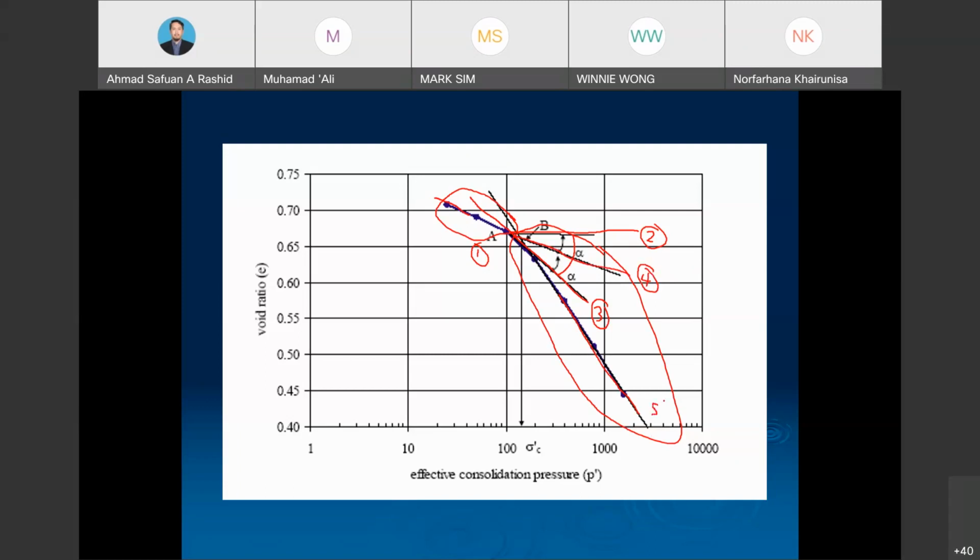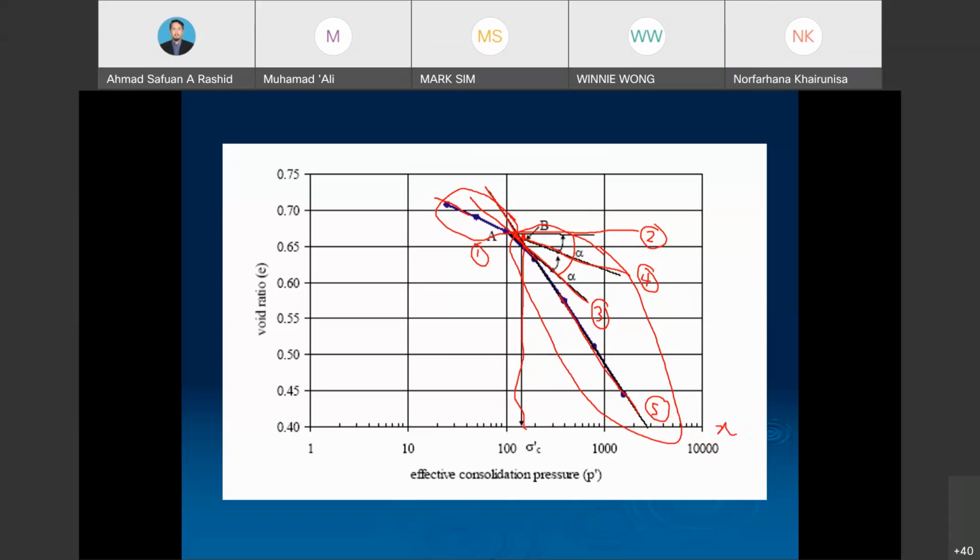Then procedure number 5, we extend this second curve until it meets the line produced from step number 4. So the intersection between the step 4 line and the step 5 line, we consider as point B. Then from this point B, we draw a vertical line until it meets the x-axis on the log scale graph.